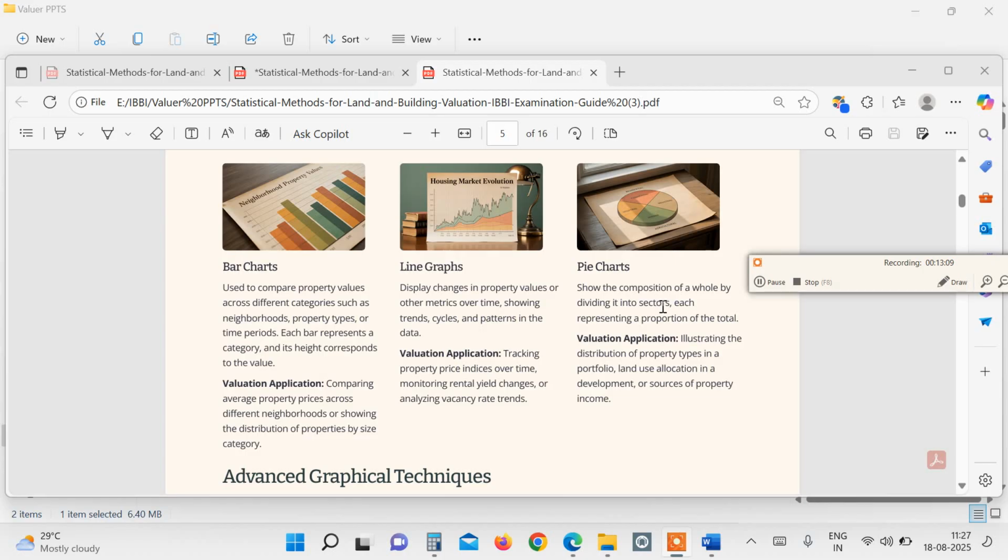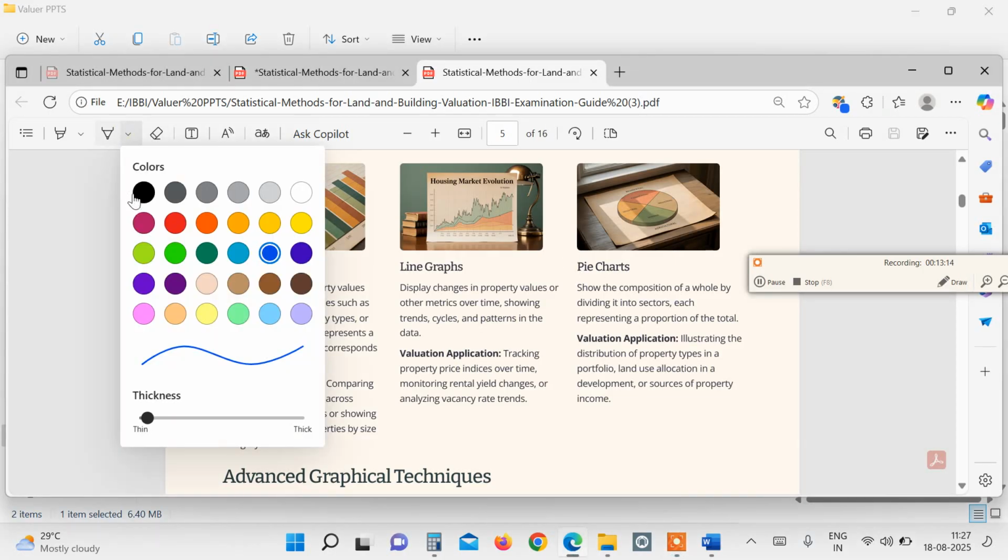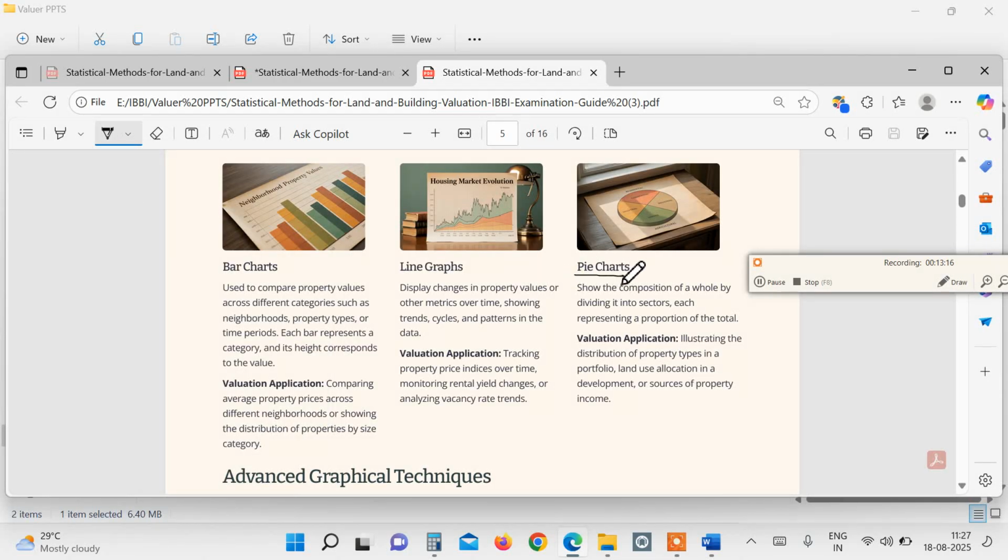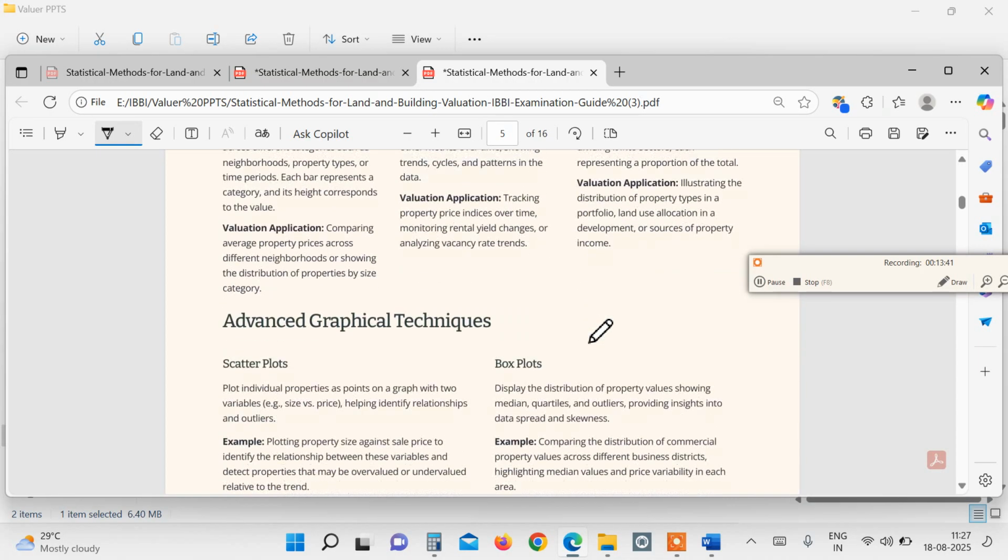And the third method of representing the data is through pie charts. It shows the composition of a whole by dividing it into sectors, and each sector represents a proportion of the total. So how can it be used in valuation? It can be used for illustrating the distribution of property types in a portfolio, land use allocation in a development, or sources of property income, etc.